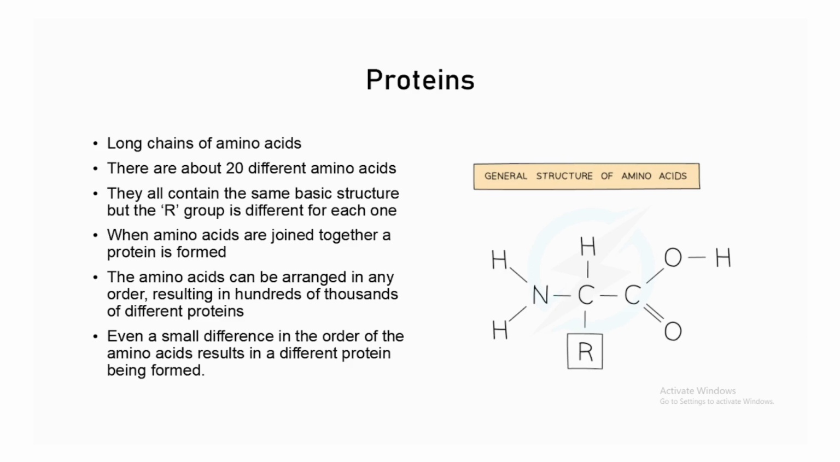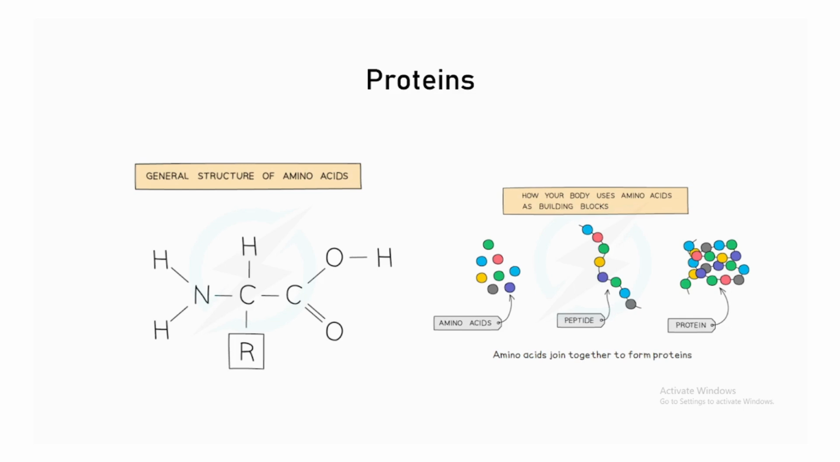Even a small difference in the order of the amino acids results in a different protein being formed. We will later discuss it in the DNA structure chapter. On the right side, there is a general structure of amino acids. Proteins: how your body uses amino acids as building blocks. Amino acids are these colorful balls, and the peptide bonds are formed between them, and then a protein is formed.